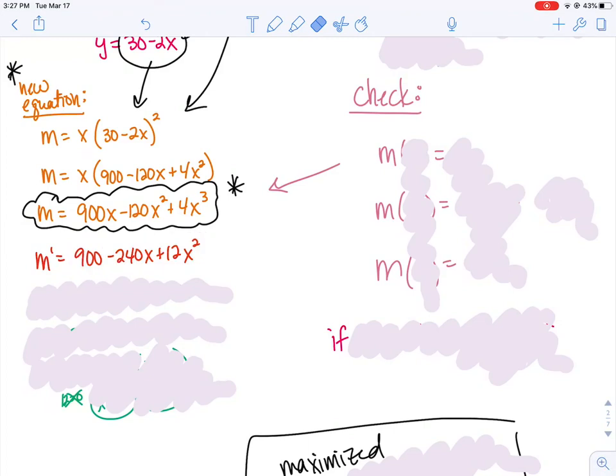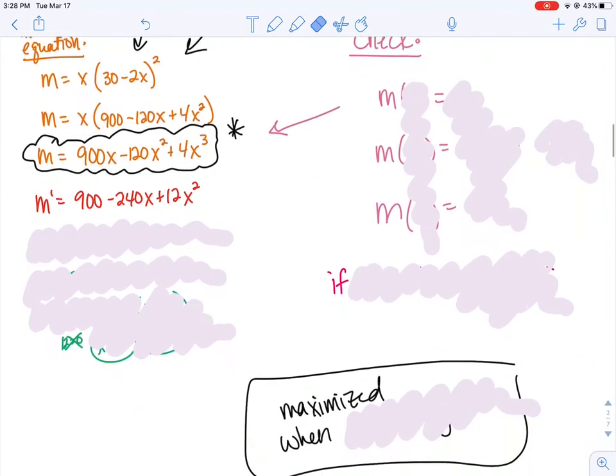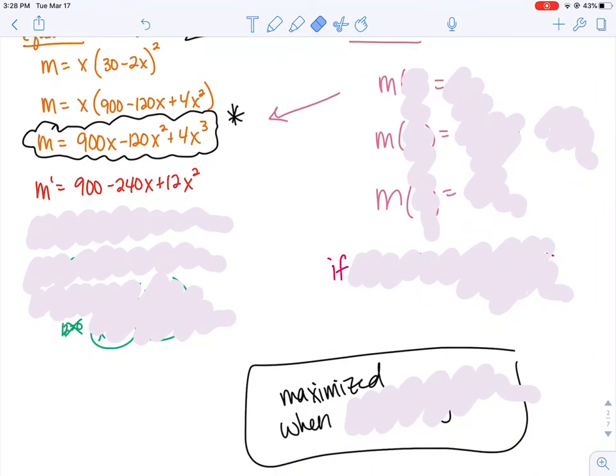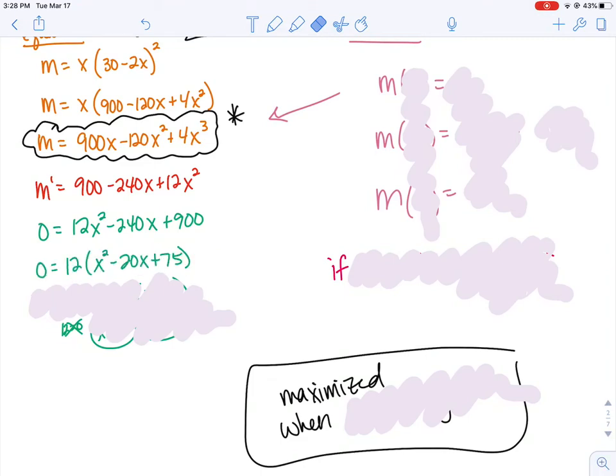So find the derivative of this equation. And then let's find its critical numbers. Remember, critical numbers are when the derivative equals 0 or doesn't exist. So set that derivative equal to 0. I rearranged it. Probably factor, hopefully 12 comes out of all of those. So factor out, pause the video, and see if you get the same answer as I do.